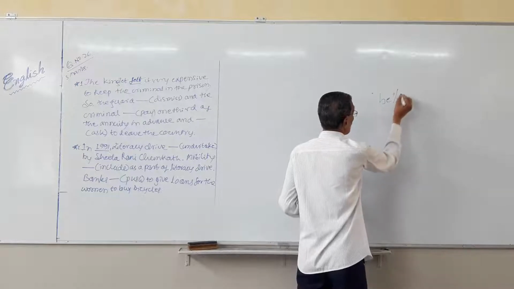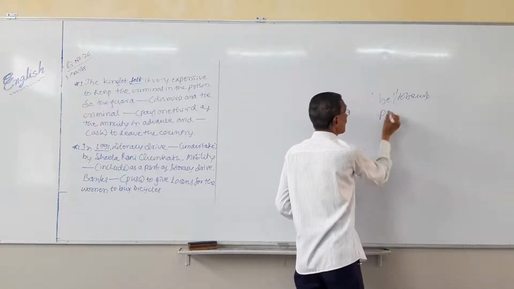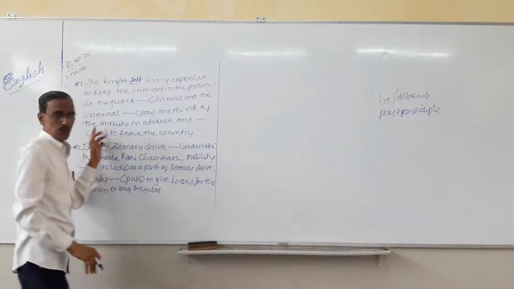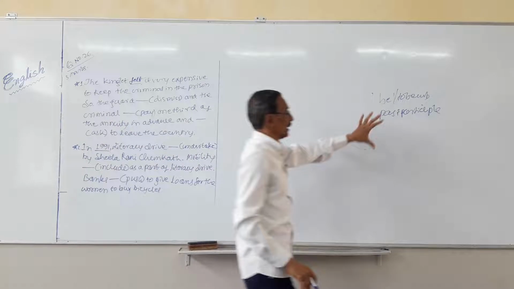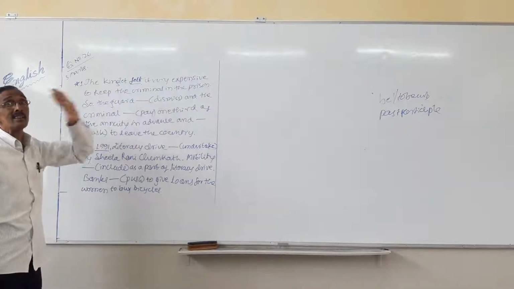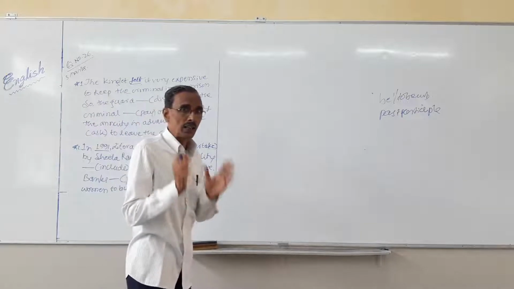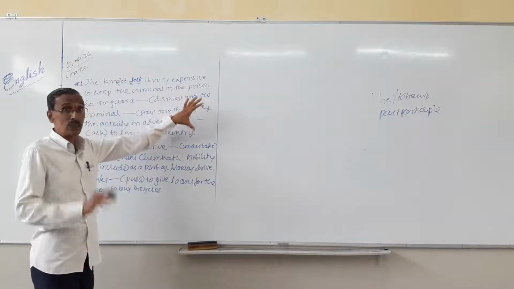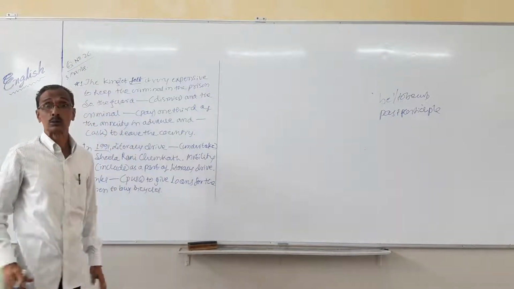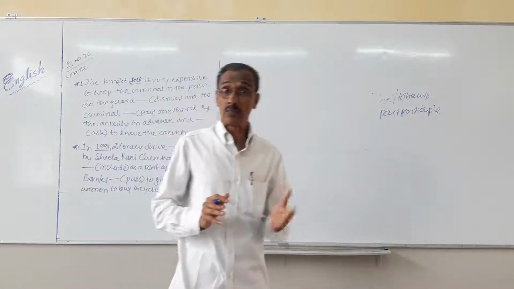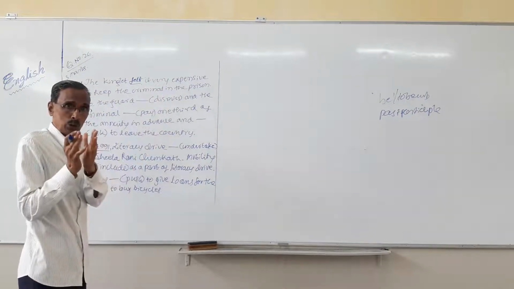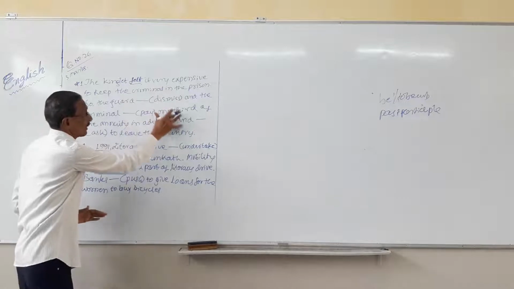First one is be or to be verb. And another one is the past participle of the verb given in brackets. These two are very important. Before this, you have to identify in which tense the given sentence is. I am repeating, most probably, the given sentence will be in past tense. But how to find out whether the tense is present or past in the given sentence? By reading carefully the sentence given in your question paper, you can come to know in which tense the given sentence is.